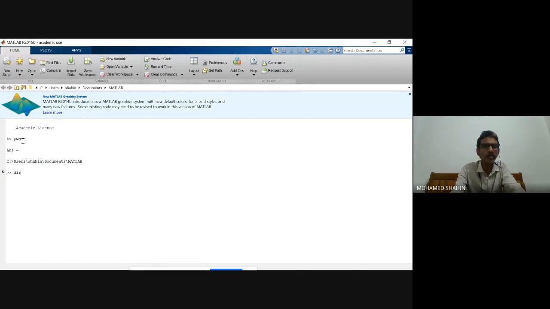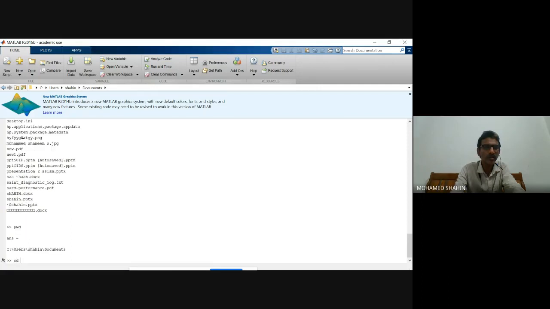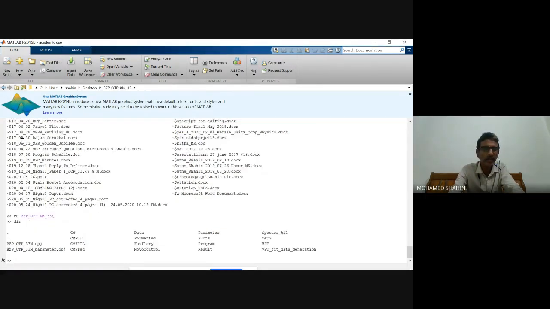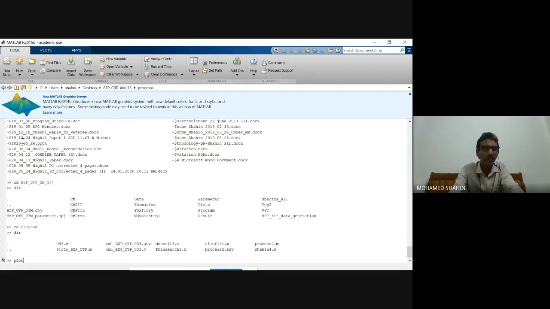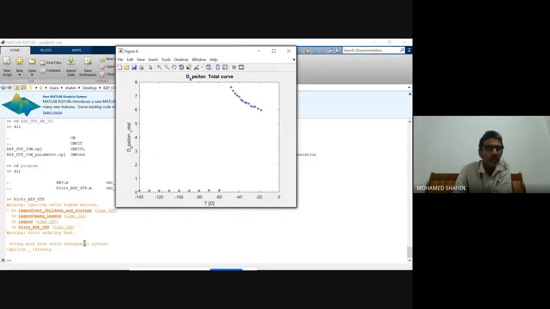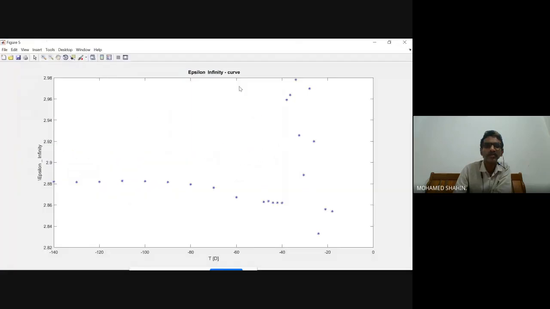PWD, PD, dash, PD, BC, tab, okay, dir, CD, program, dir, plot, plots, legend, children, string, something, okay, some error messages, that we can correct, no problem.